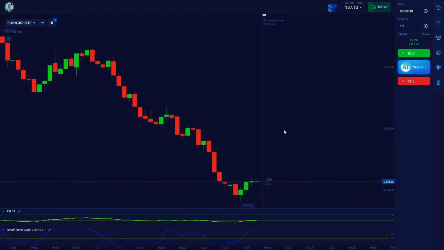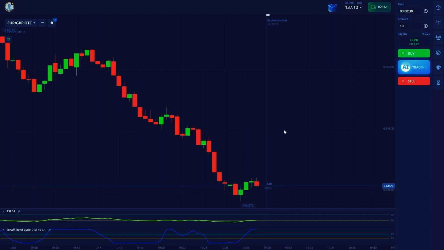You have just seen the result. There are $137 on the balance. That is, in just 8 minutes, we added 37% to the balance. Of course, it's not quite right to enter into one transaction for 10%. If, again, you start from risk management, as a rule, it is better to enter 1%. That is, 1% of your bank.